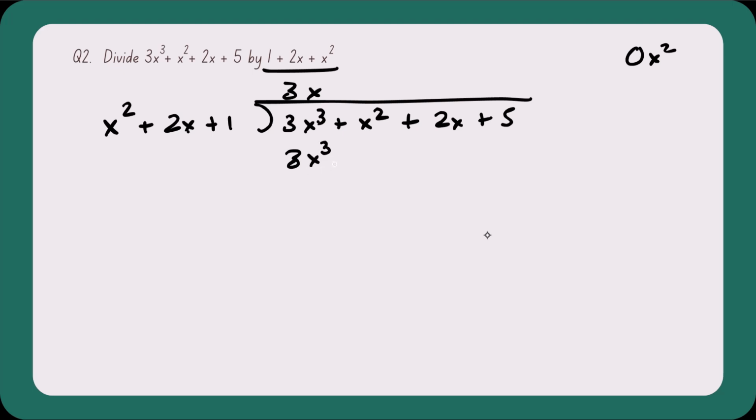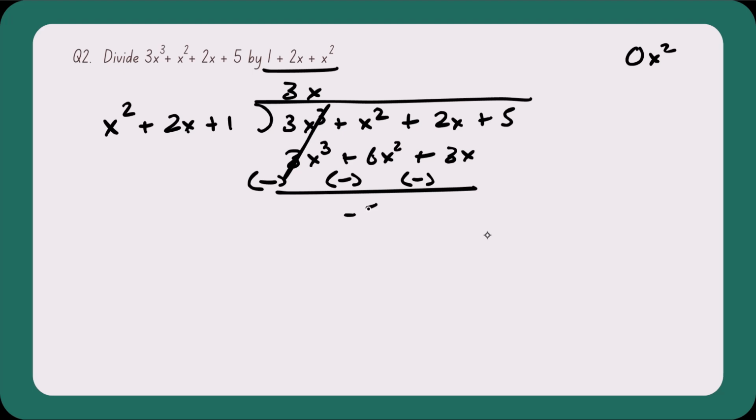3x into 2x, how much is that? That'll become 6x square, right? Then we have 3x into 1. That'll become 3x. Now we have to subtract. So when subtracting, the sign will change, correct? Okay, so this will cancel out. So we have minus 6x square and plus 1x square. So it'll become what? Minus 5x square.